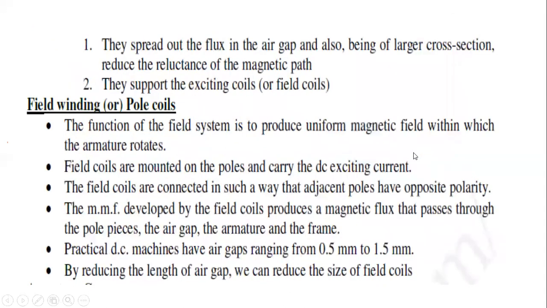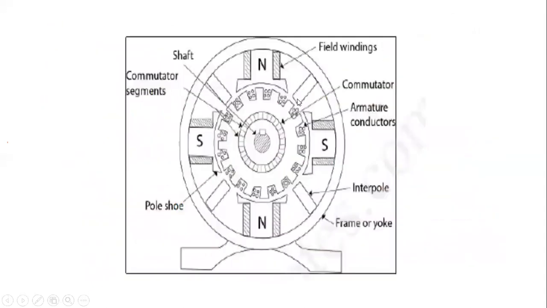The armature is placed on the shaft. This is the shaft. On that shaft, we are placing the armature and the commutator segments. The armature system consists of three parts.